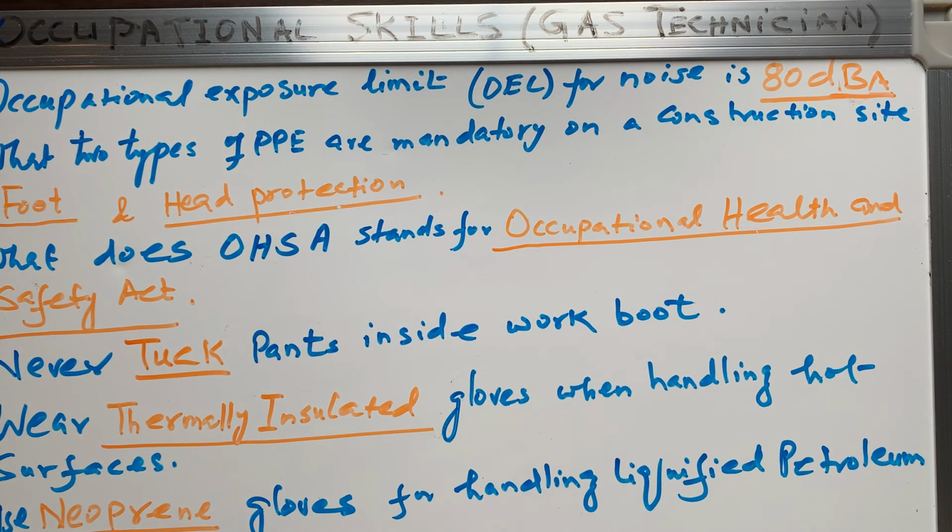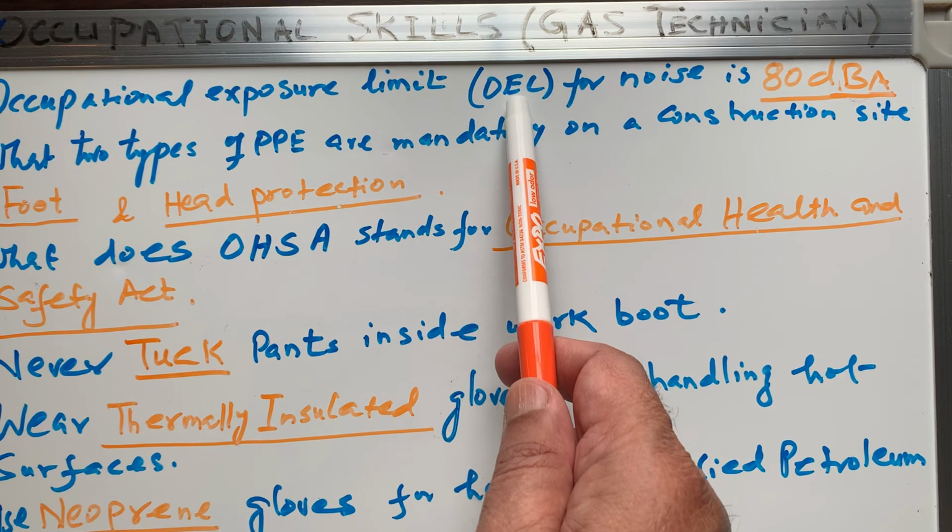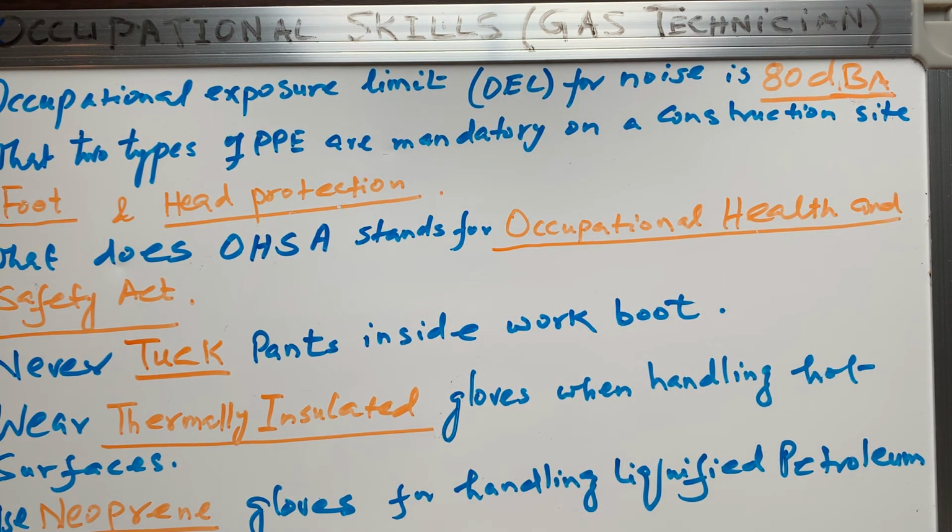These kinds of questions are generated for this course for G3. We will be discussing some more in the next class and make some more questions. Remember that the occupational exposure limit, OEL, for noise is 80 decibels.